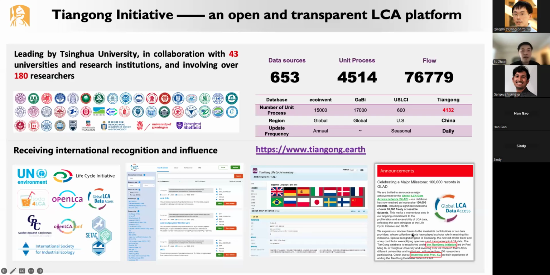So this is my final page. We have already started efforts to build a more robust data infrastructure for LCA studies. We have started the Qiangong initiative, which is led by Professor Ming Xu from Tsinghua University. We have already collaborated with 43 universities and research institutes, and are working on constructing an open and transparent LCA platform. We hope these efforts can further encourage the adoption of more advanced data-driven methods in future LCA studies.